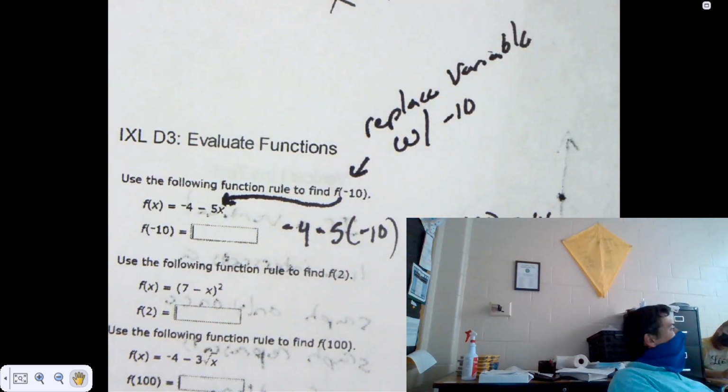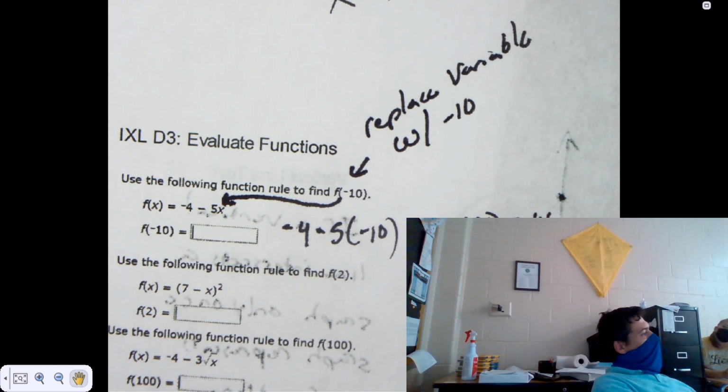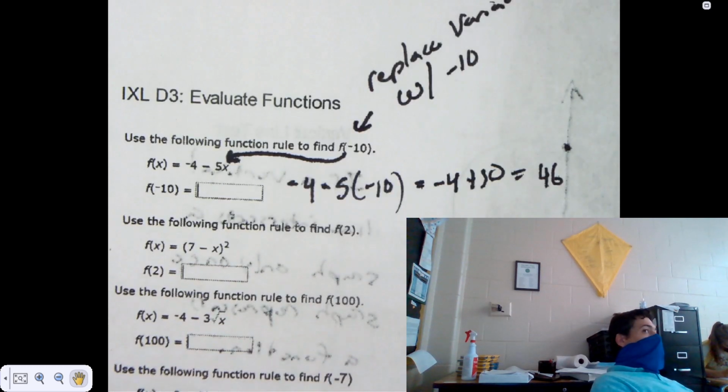A lot of you guys are going to use calculators, and you're going to wonder why you're just never letting math click. You'll never click with it where you just use a calculator. Never will. Anyways, negative 4 and 50 makes 46. Any questions?